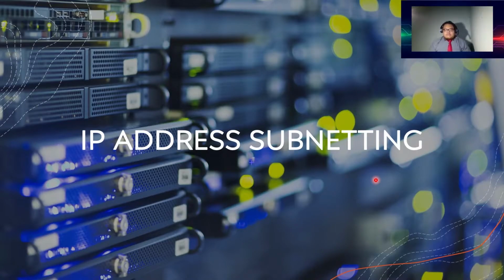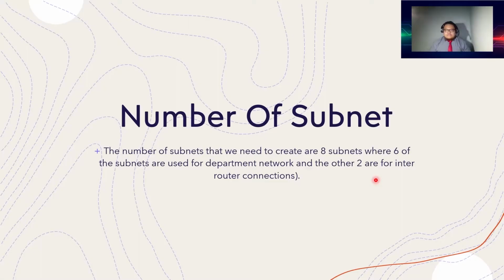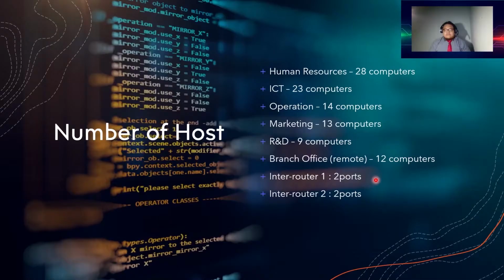First, before we continue with the process or method that we are going to apply, we need to know the number of subnets. From the question that we received, we need to create 8 subnets where 6 of the subnets are used for the department network and the other 2 are for the inter-router connection, which is the connection between routers. Next, this is the number of hosts that are required in each department.